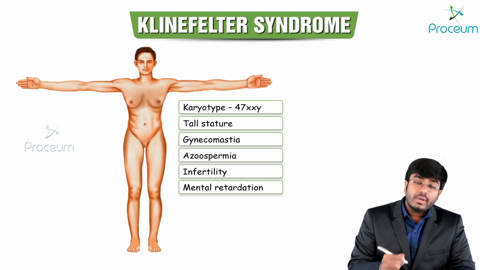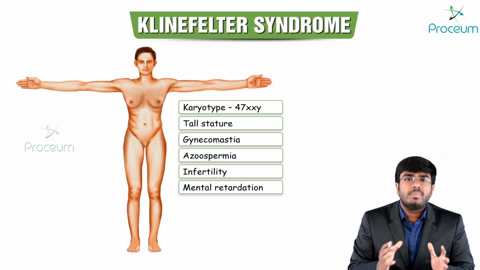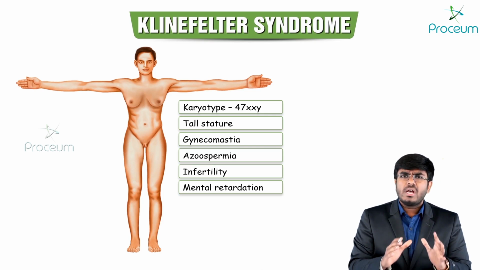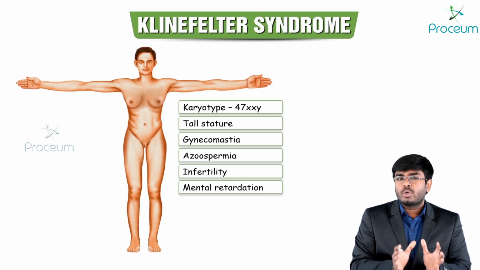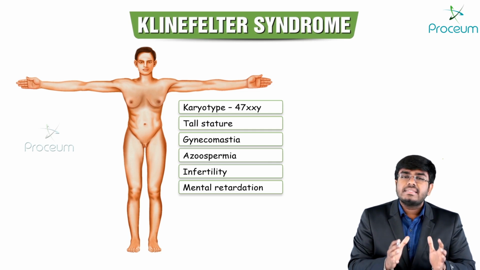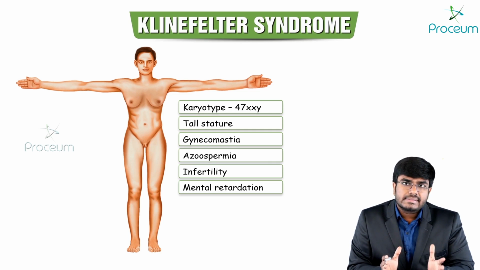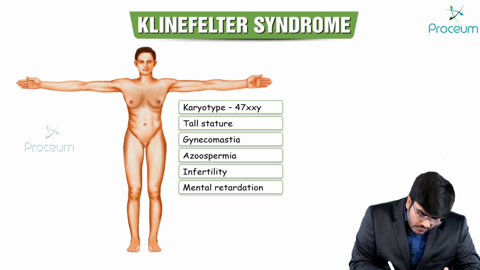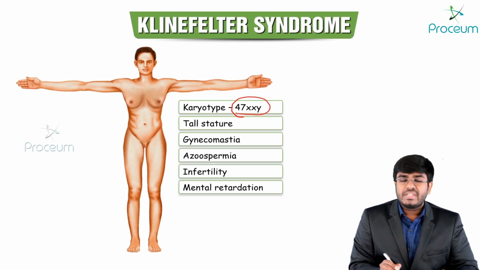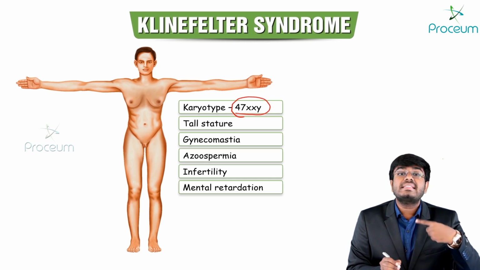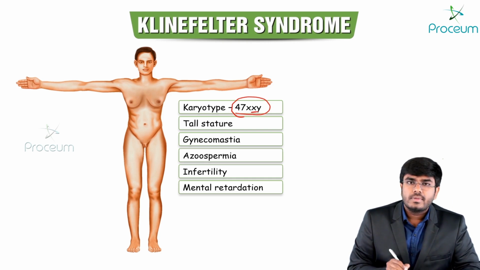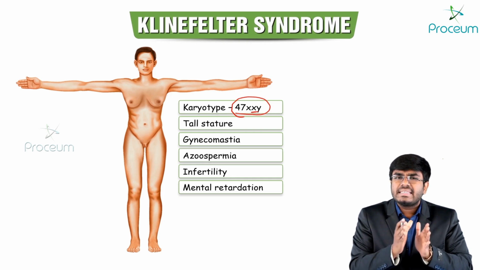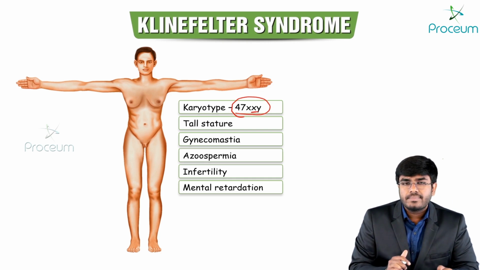Now, let's talk about Klinefelter syndrome. I don't find any other place to discuss Klinefelter syndrome, because already we have discussed Turner syndrome, which is a monosomy X. Now, let's discuss Klinefelter syndrome. Klinefelter is a condition where there is an extra X. It is 47 XXY. Instead of 46 chromosomes, there are 47 chromosomes, and that extra chromosome is nothing but the X chromosome. Normally a male is XY, but there is an extra X.